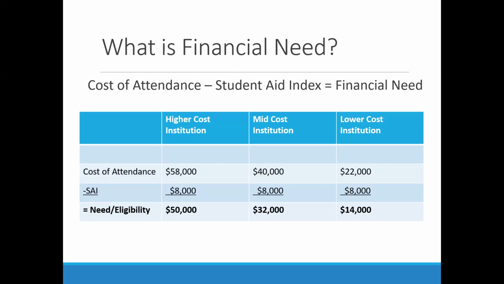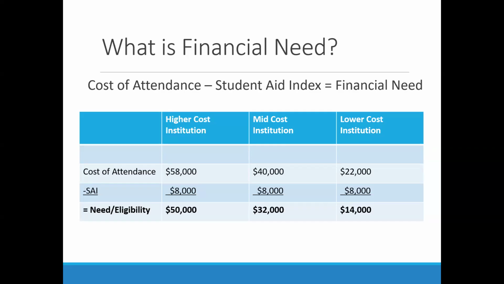So what is financial need? Financial need is determined by subtracting the SAI from the cost of attendance. So we talked about both of those components before. We have a chart here that compares what a higher cost versus mid-cost and lower cost institution and what your eligibility or need would be at each institution. Again, that cost of attendance is a variable, and it ranges widely from college to college, where the SAI remains the same at each college you're looking at.